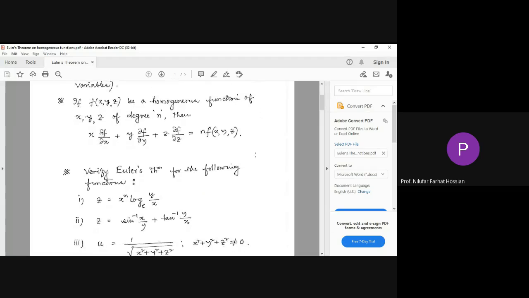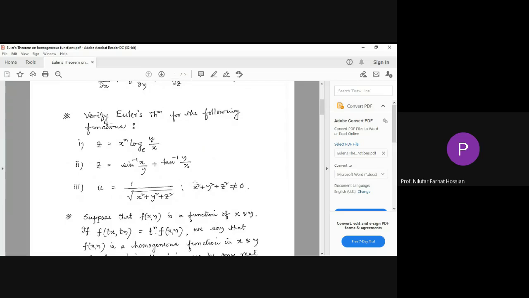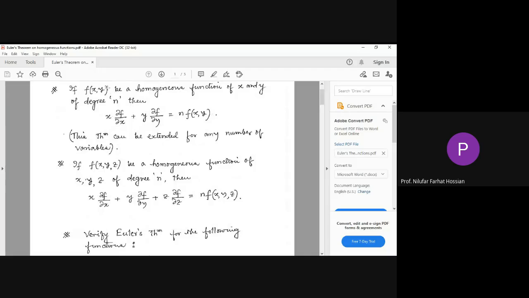The first question is like this: verify Euler's theorem for the following functions. Verify means at first you have to check whether the given function is a homogeneous function. If it is homogeneous, then find the value of n. In that case, for the first one, there are two variables x and y. So you have to prove that x into del f by del x plus y into del f by del y equals n into f of x, y, right? You have to show this.